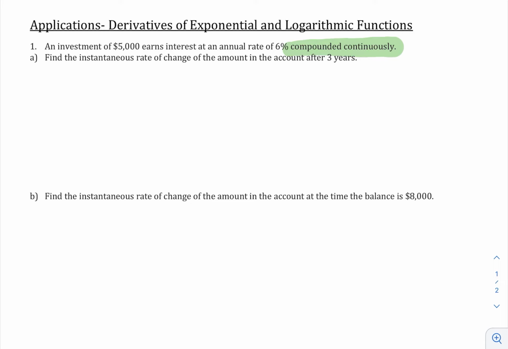All right, so A is equal to P-E-R-T. Anytime you read compounding continuously, you're going to use this formula. Now, let's see what numbers we have and what we don't have. An investment of 5,000, that's going to be P. So P is equal to 5,000. Annual rate of 6%, that's R, which in the formula would be 0.06. And that's all that gives us, P and R.